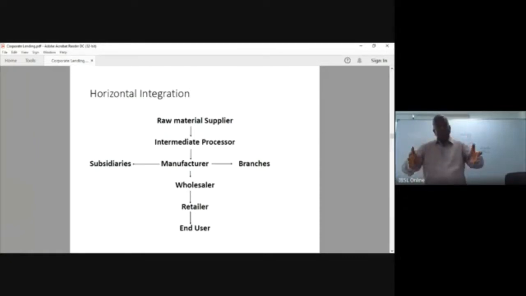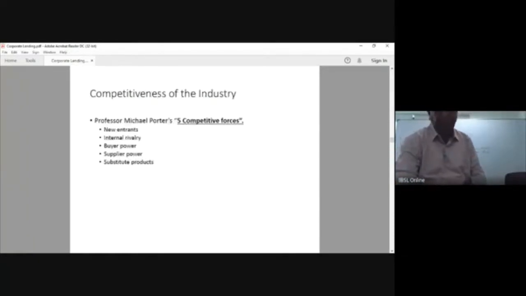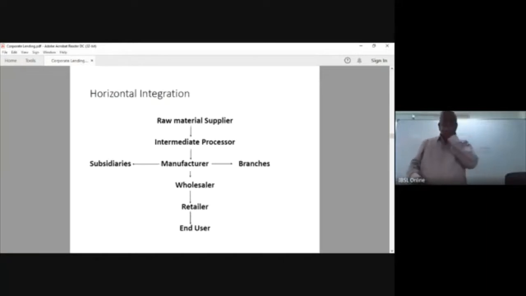So this integration will bring competitive position to the particular customer. This is horizontal integration. So now, I want to ask some of the participants. Can you give me some examples of these integration companies in Sri Lanka? Can you name me some companies which are integrated by horizontal integration or by vertical integration?